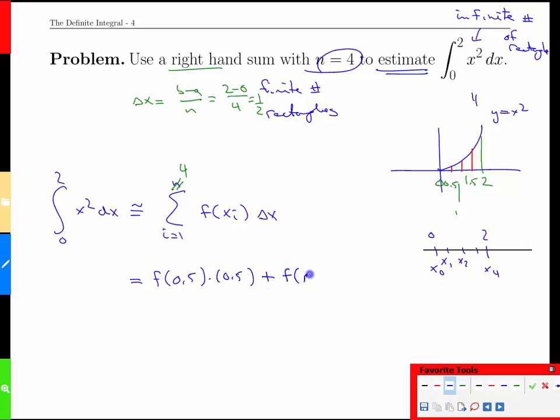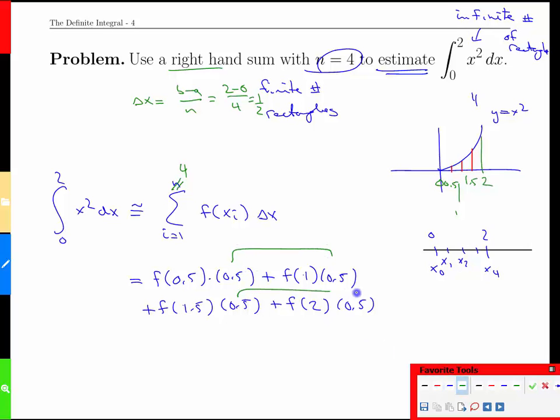And we keep going. We're going to have f of 1 times 0.5, and we'll need 4 elements in the sum. And the last one would be f of 2 times 0.5. So an important note again, the 0.5s don't change. Those are always the same because they're the widths. What does change is the number inside the function value, because that's where we're taking our function height, and that changes as we move from left to right. So widths are constant. The heights are not constant.